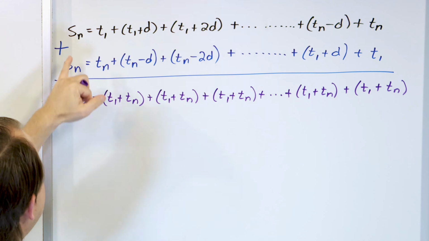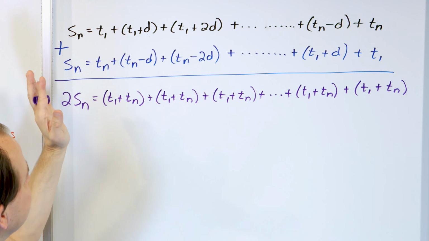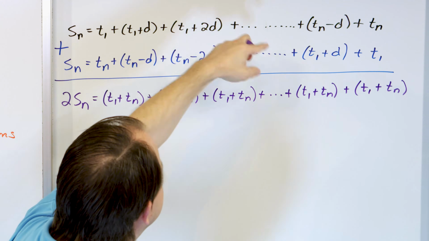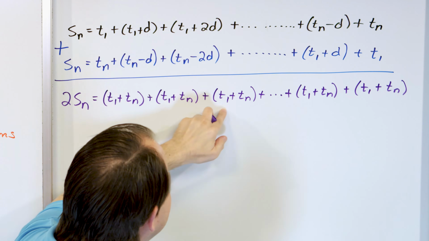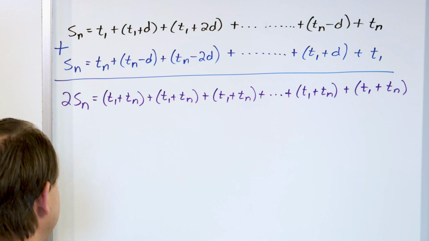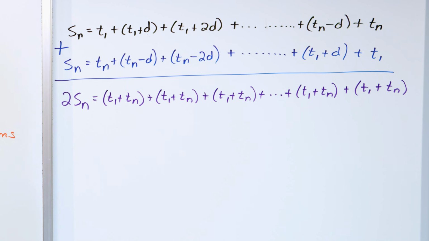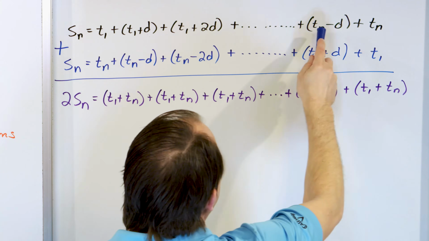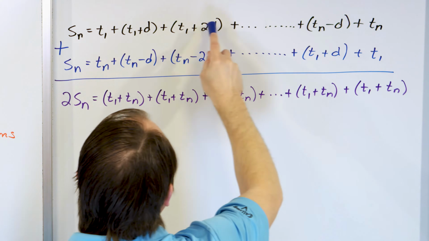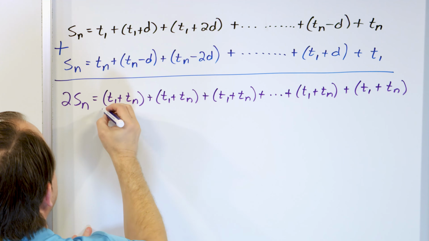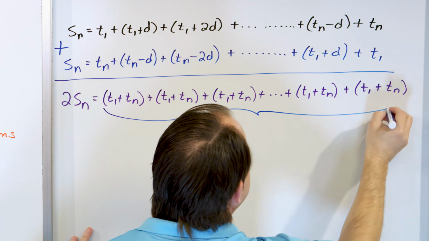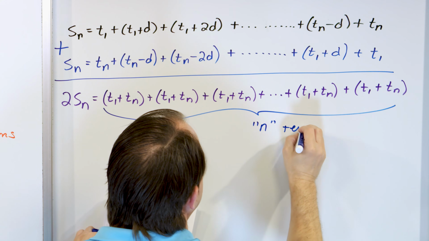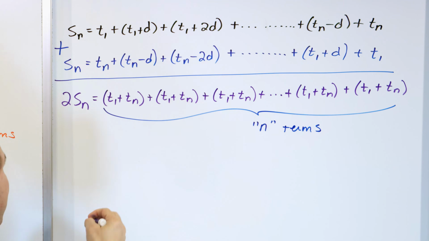So all I've done is added the left-hand side, and it turns out that when I add the right-hand side together, all of the d's cancel, and every single term is exactly the same. Every term is the same. And how many of those terms do I have? I mean, think about it. I have 1, 2, 3, 4, 5, all the way up to n. There's n terms here. So when I add them together, how many of these little parentheses am I going to have? I'm going to have n terms on the right-hand side, and they're all the same.